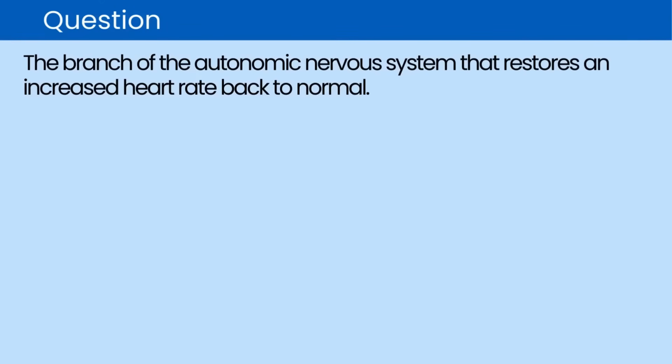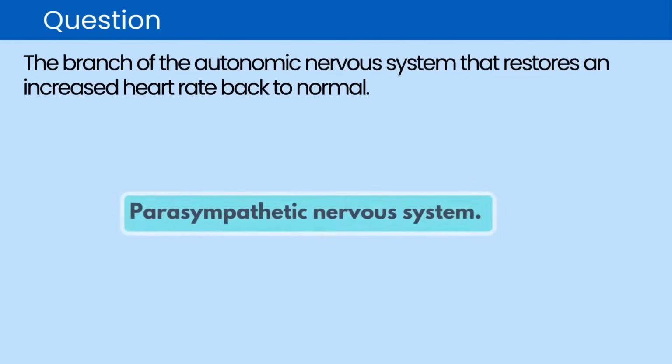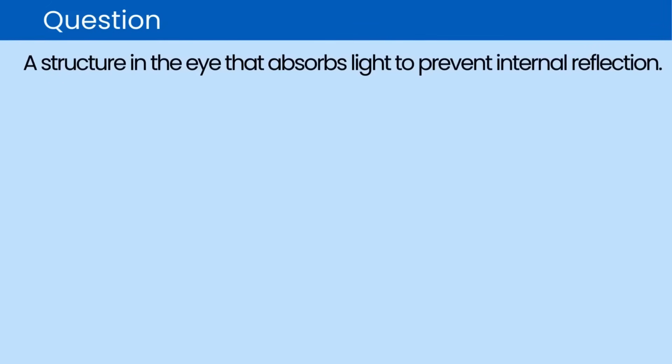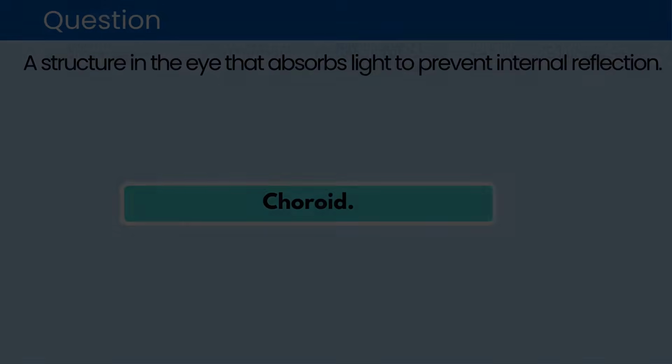Question: the branch of the autonomic nervous system that restores an increased heart rate back to normal. The correct answer is the parasympathetic nervous system. Question: a structure in the eye that absorbs light to prevent internal reflection. The correct answer is choroid.